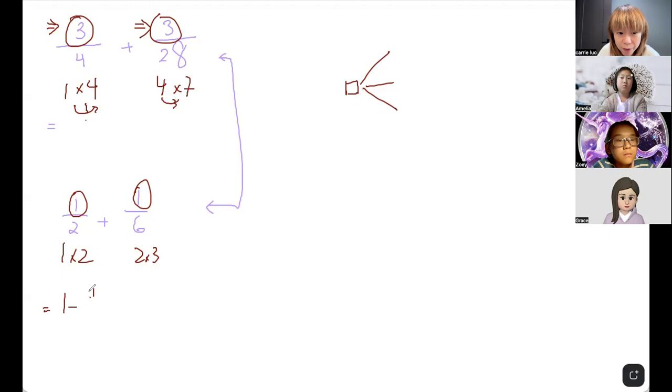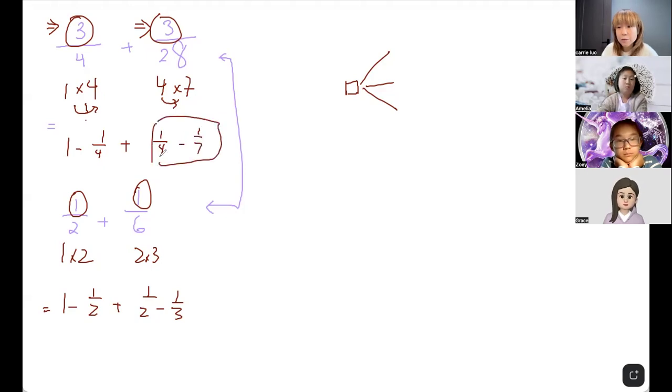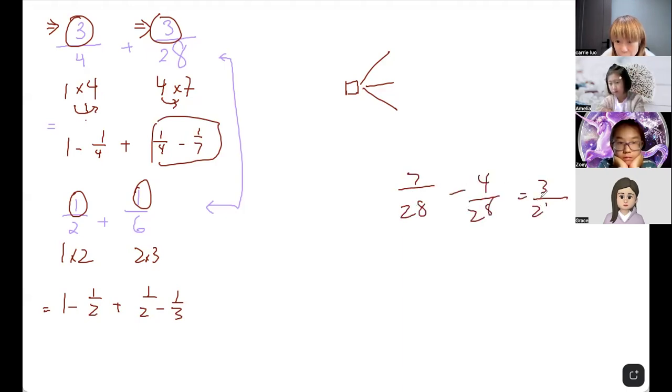So 1/2 equals 1 minus 1/2, and 1/6 equals 1/2 minus 1/3. So I'm gonna apply this to this question again. Let's see if 3/4, is it equal to 1 minus 1/4? Yes. And I'm gonna see if 3/28, is it equal to 1/4 minus 1/7? I want you to calculate this one. So 1/4 minus 1/7, is it equal to 3/28? Yes, because it equals 7/28 minus 4/28. It is equal to 3/28. So how do we do it? They're gone, equals what? 6/7.